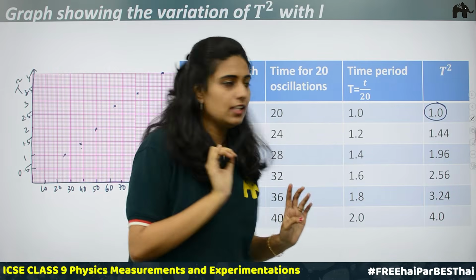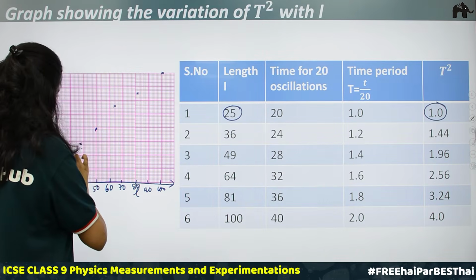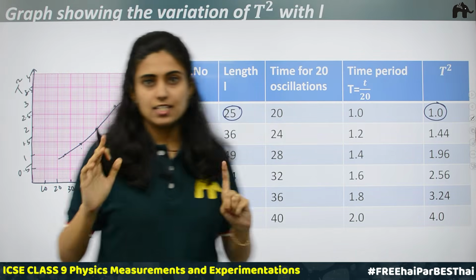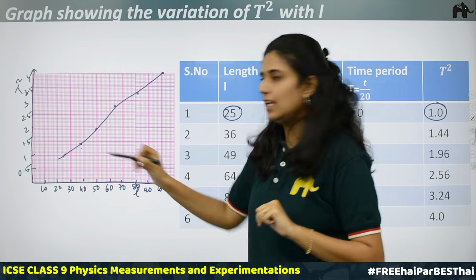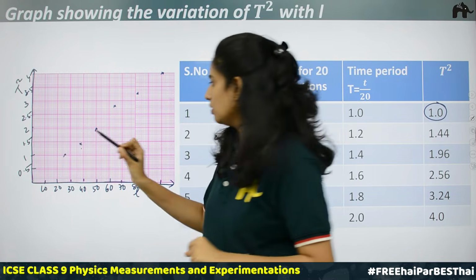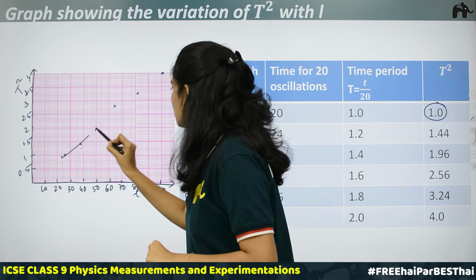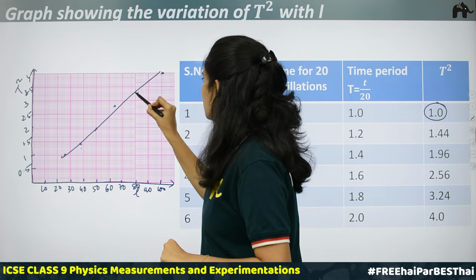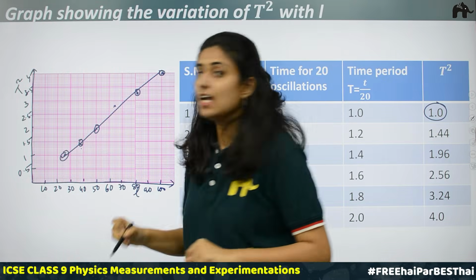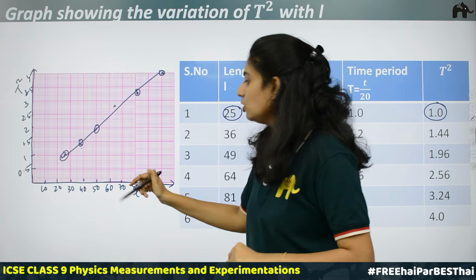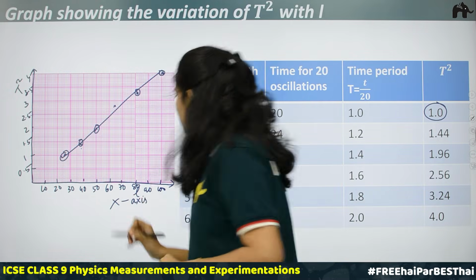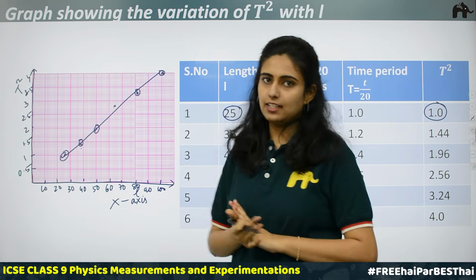When you join these points, okay, I am joining these points, I will be getting a straight line. Okay, you can see this is a straight line. So when you join these points, that is maximum points can be included in a straight line. You will be getting a straight line that is inclined to the x-axis or the length axis. Okay, you can see this is inclined to the length axis.